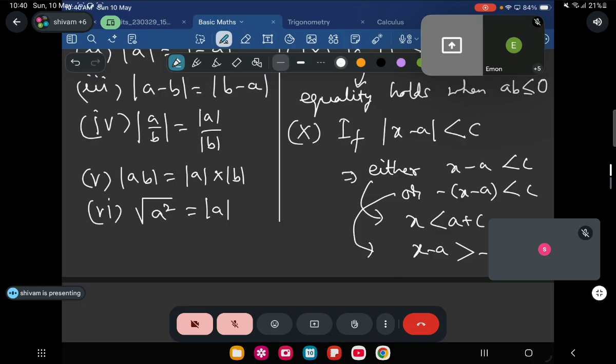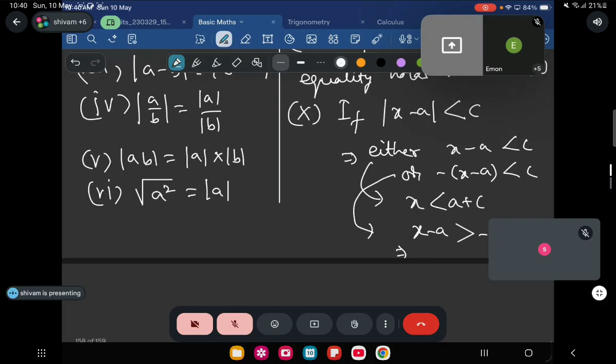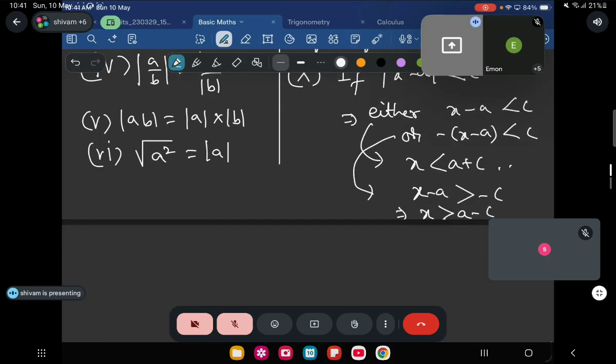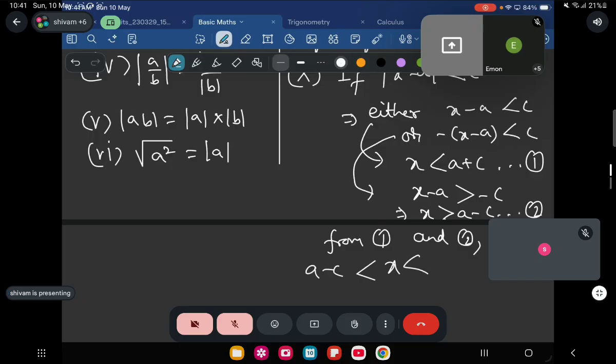You wrote x is less than a plus c. Have I written something incorrect? No, you said x is greater than a plus c. Achha, x is less than. This implies x is greater than a minus c. So combining 1 and 2, x should be greater than a minus c, but less than a plus c. Is it clear to everyone?